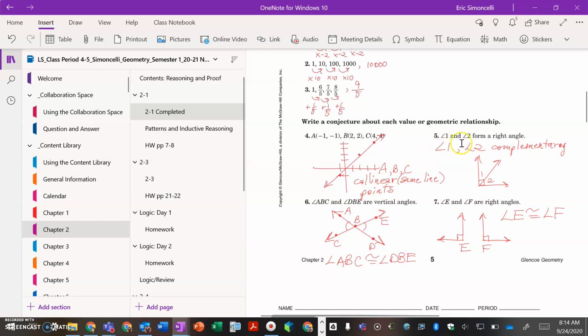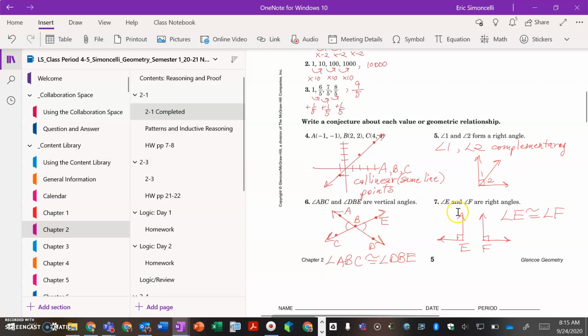Number 5, angle 1 and angle 2 form a right angle. Okay, here's angle 1, here's angle 2, and there's your right angle. So the conjecture is that angle 1 and angle 2 are complementary angles. Number 6, angle ABC and angle DBE are vertical angles, and you can see I've even marked them up as you should also with regards to congruency, and that's the statement that I'm finalizing for my conjecture. Angle ABC is congruent to angle DBE, and the reason again is because they're vertical.